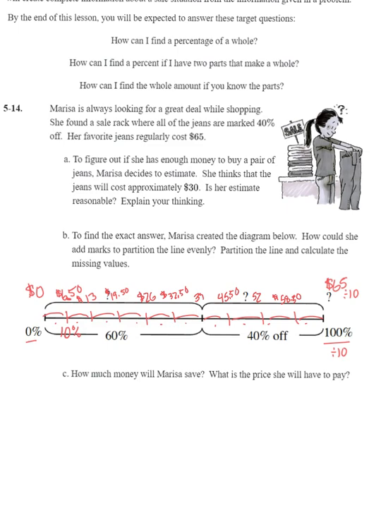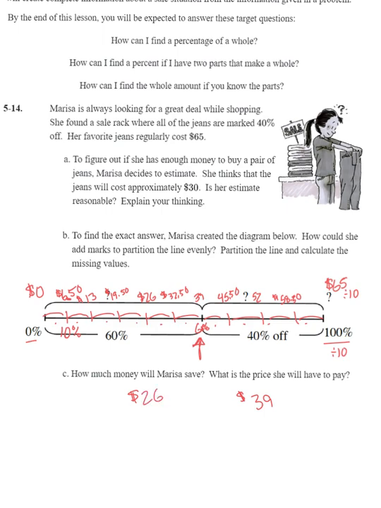And then it's asking how much money will she save? How much will she have to pay? Well, she has to pay 60%, which is $39. And I could simply subtract, take 65 minus 39 to see how much she's going to save, which would be 26.